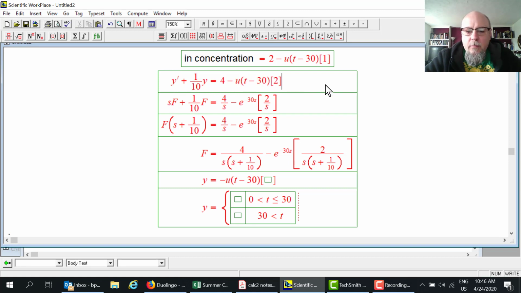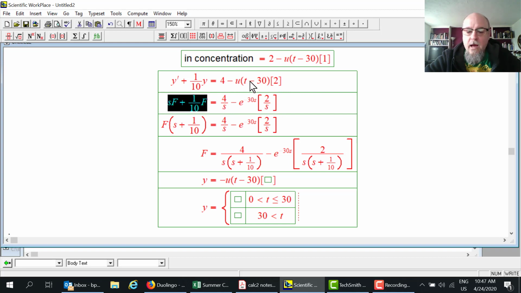Now I'm ready to take the Laplace transform, which I've already done, but let's talk our way through it. The Laplace of y prime is going to be sF minus y naught, but for fresh water, y naught is equal to 0. So sF minus 0 is the Laplace of y prime. The Laplace of 1/10 y, 1/10 is a constant, so it's the Laplace of y, F. So here's the Laplace of the left-hand side.